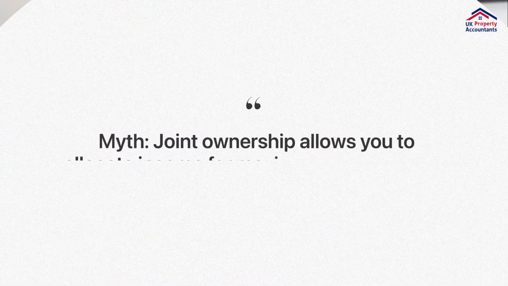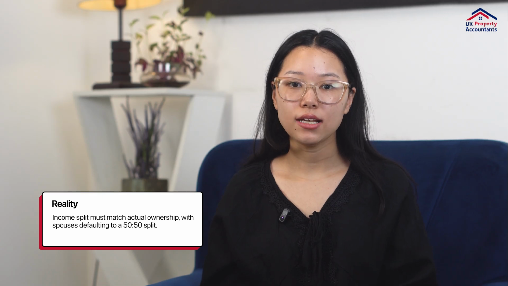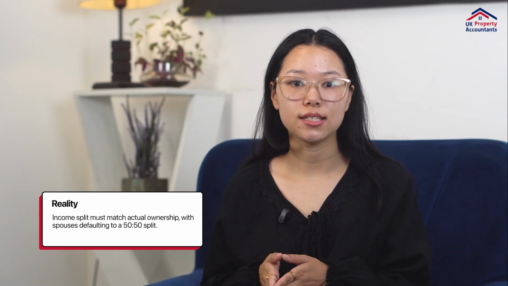Myth: joint ownership lets you allocate income wherever it's most tax efficient. Reality: the allocation must reflect genuine beneficial ownership, and for spouses, the starting point is a fixed 50-50 split. A simple misunderstanding over joint ownership can lead to unexpected tax issues.